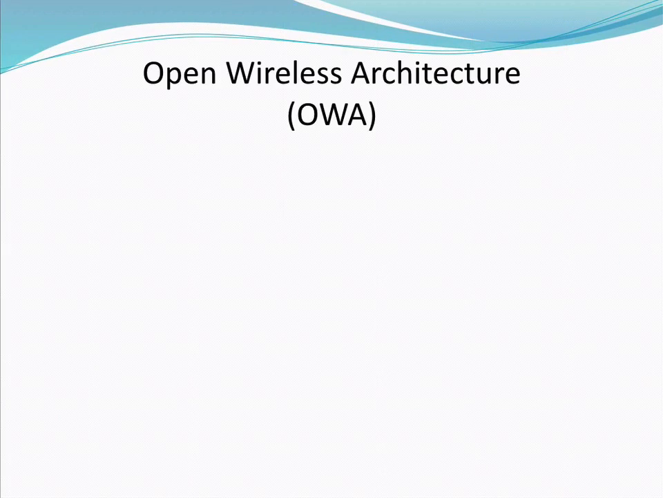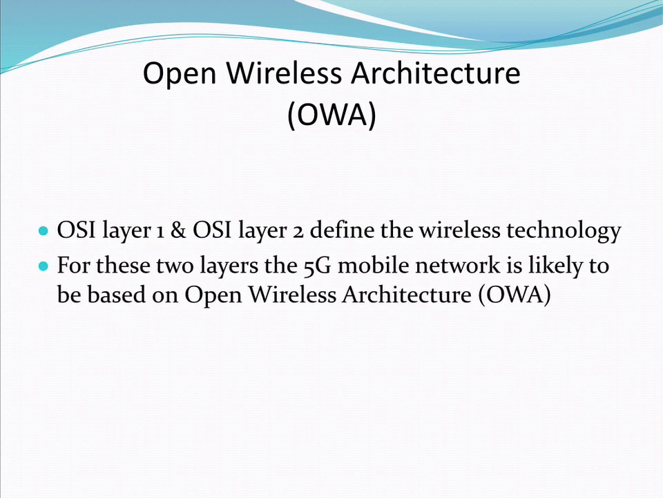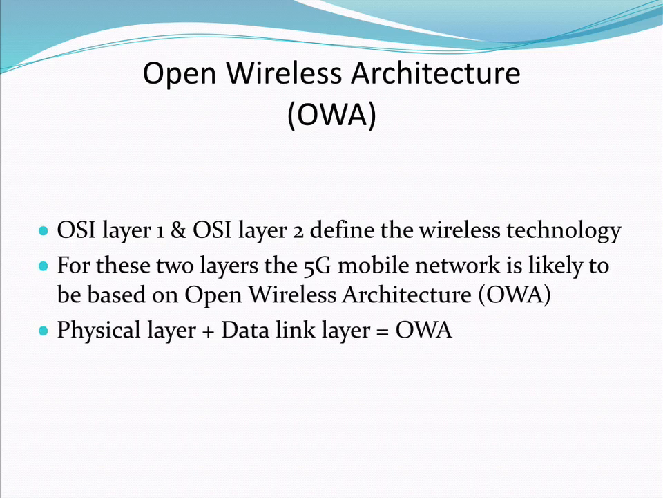Now we'll come to the open wireless architecture. OSI layer 1 and OSI layer 2 define the wireless technology. Means like for these two layers, the fifth generation mobile network is likely to be based on open wireless architecture. As I said, the physical layer plus data link layer is the open wireless architecture.